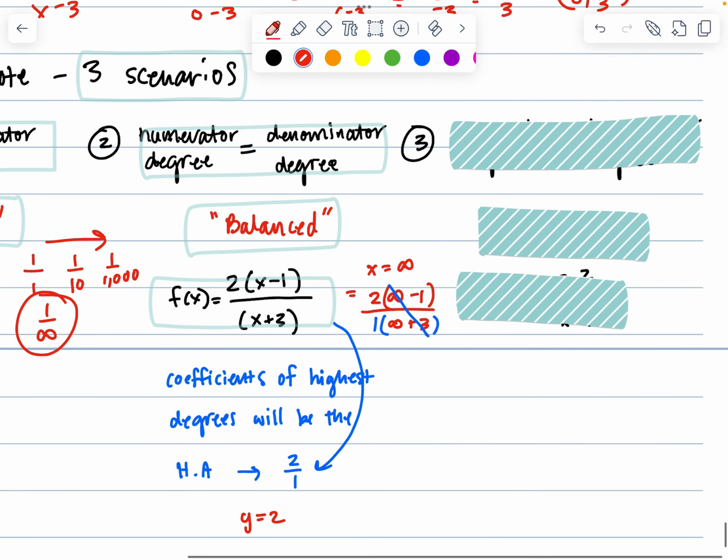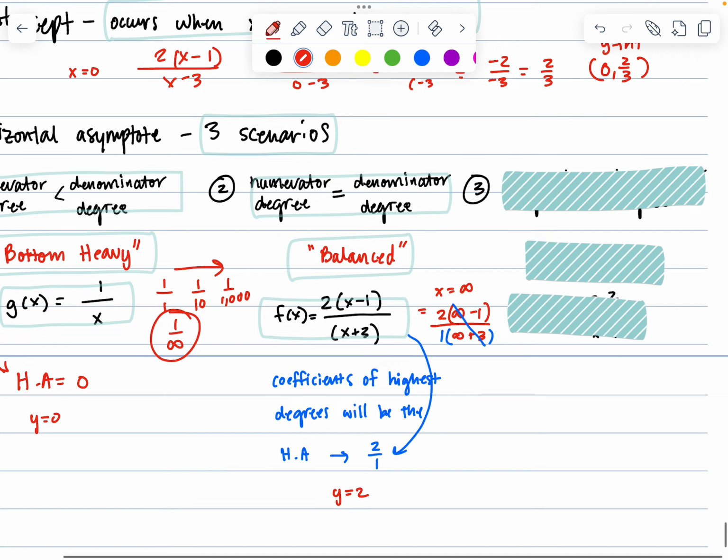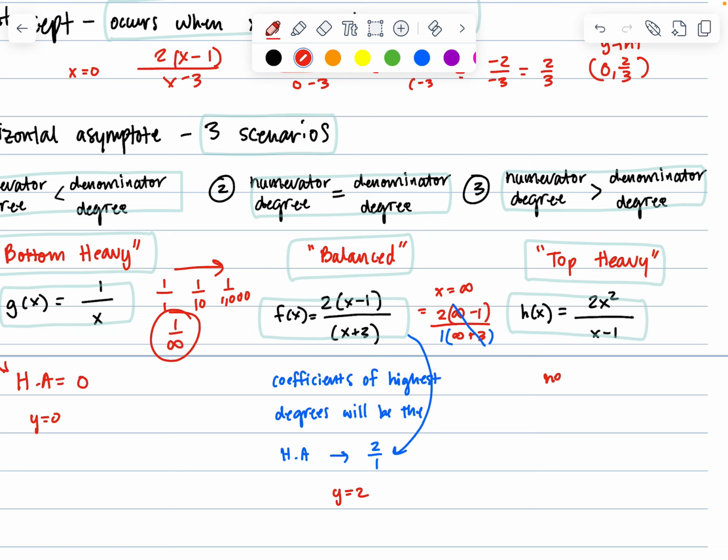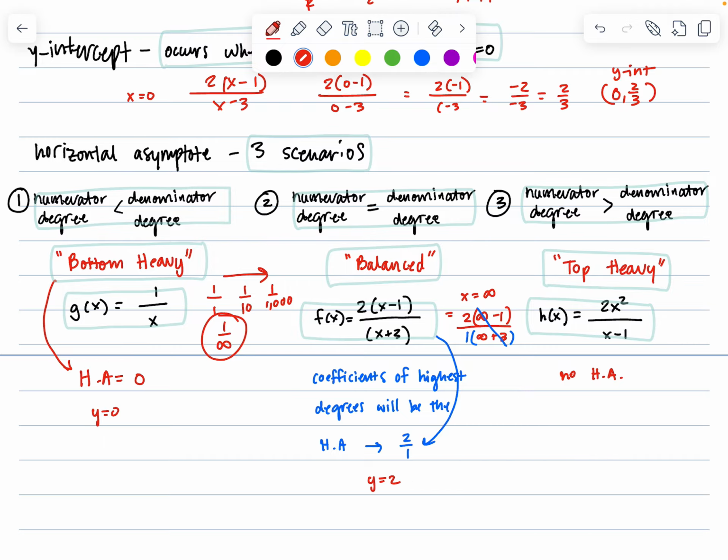All right, last one. If it's not less than or equal to, it would be greater than. If the numerator is greater than the denominator in terms of degrees, we call this top-heavy. And if it is top-heavy, then there is no horizontal asymptote. Okay, we'll actually have a slanted asymptote. We're not going to worry too much about that. That's not going to be terribly important for what we need for moving on to limits. But those are the 3 scenarios that we need to know.